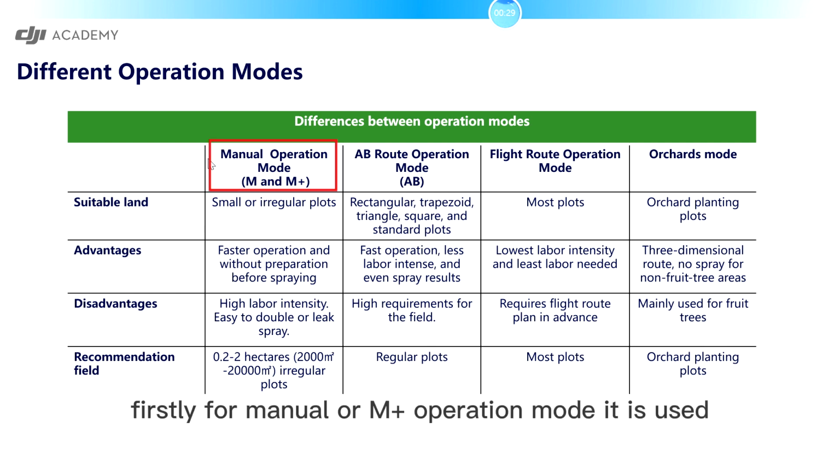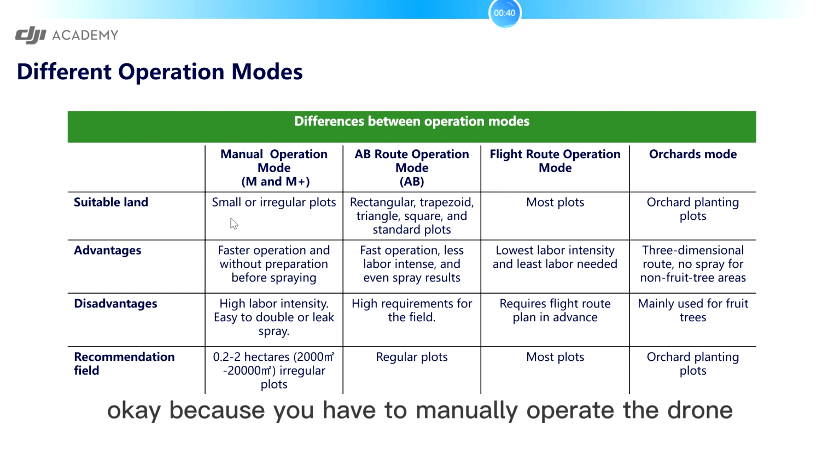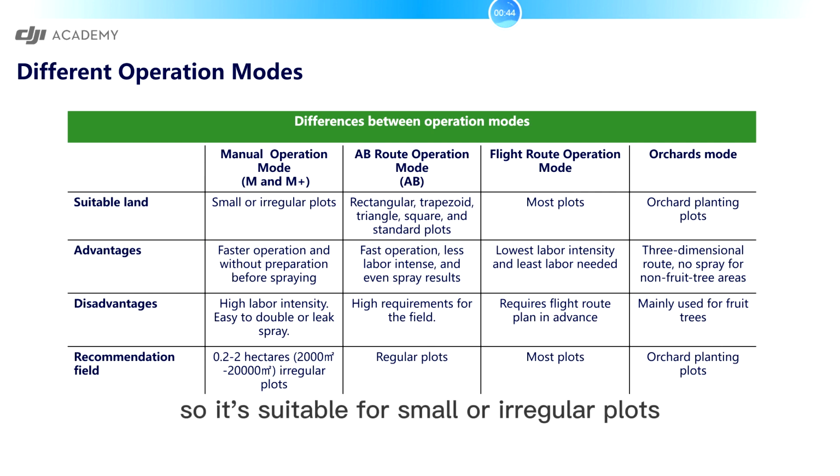Firstly, for manual or M-Pulse operation mode, it is used when you spray the small or irregular plots. Okay, because you have to manually operate the drone all the time. So it's suitable for small or irregular plots.